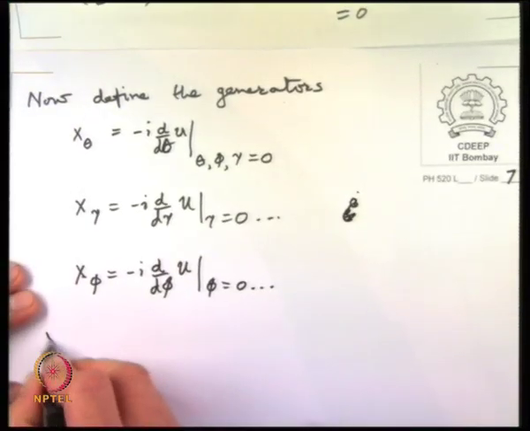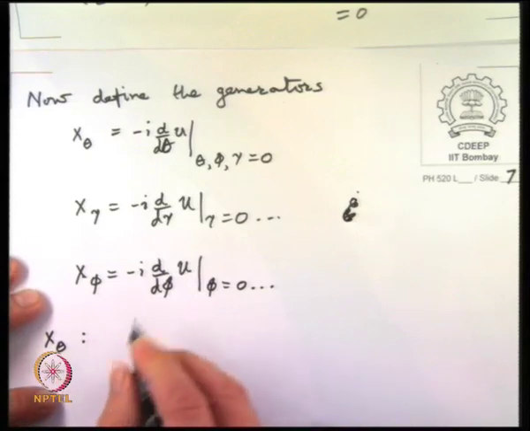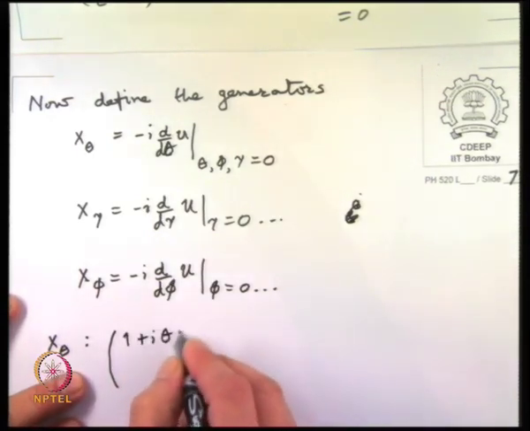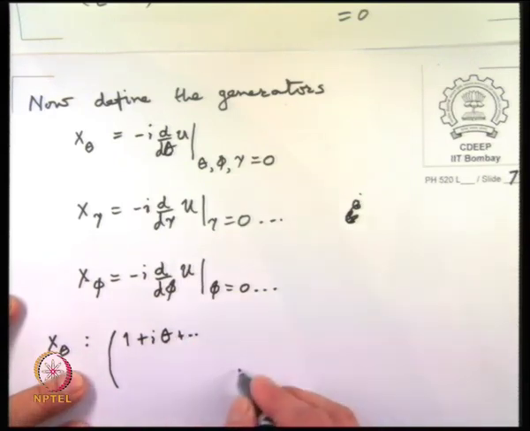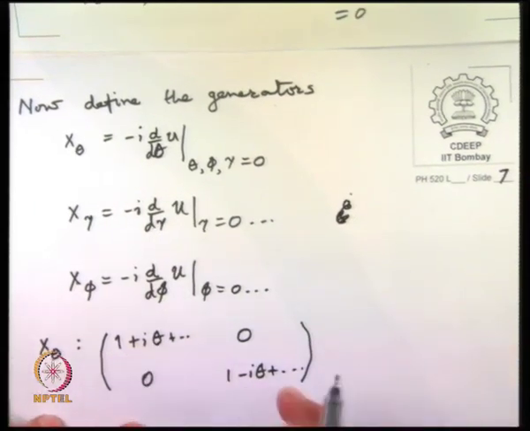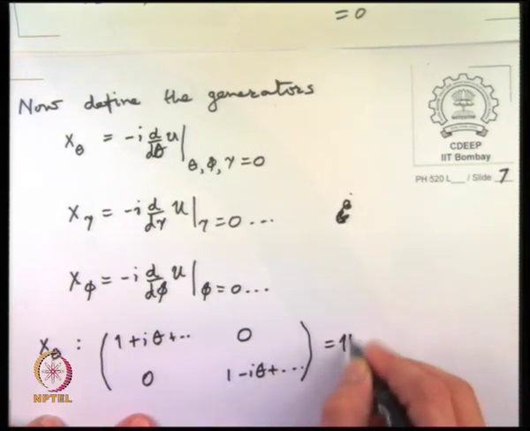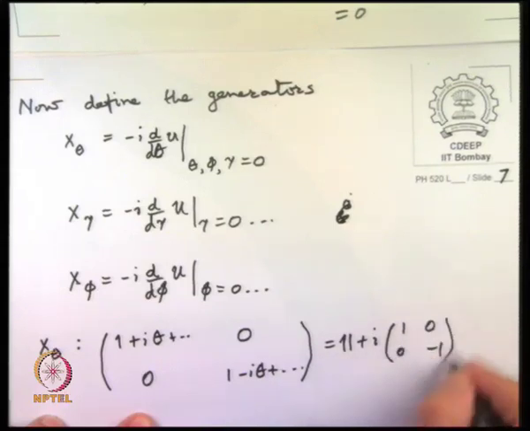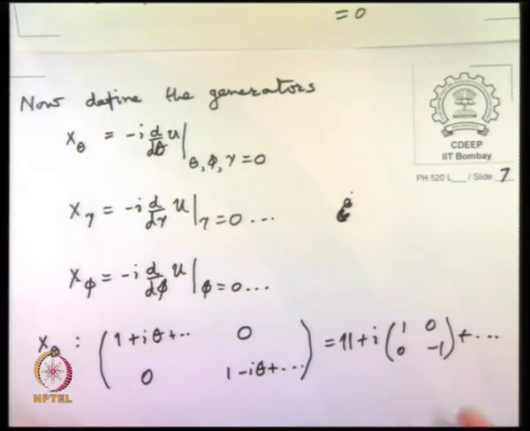So for X_theta, instead of doing this differentiation, all I can do is expand that. It becomes 1 plus i theta plus dot dot dot, and the lower component is 1 minus i theta plus dot dot dot, and I can set the other parameters to 0 for the time being. So this expansion after removing i is equal to 1 plus i times (1, minus 1). This is called sigma z or the sigma 3 matrix.